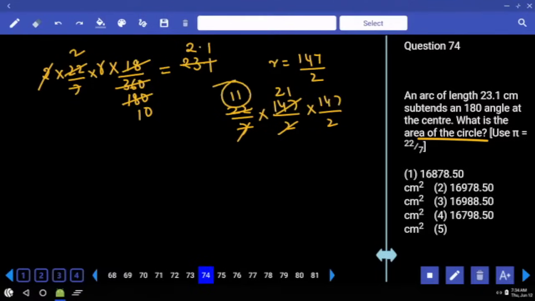Because of this 11, answer should be 11 multiple. Because of this 21, answer should be 3 multiple as well, correct? 147. Do you have 3 multiple? 1 plus 4 plus 7, 12. 3 multiple. 21 also, 3 multiple. Answer should be 9 multiple. Because of this 11, answer should be 11 multiple.